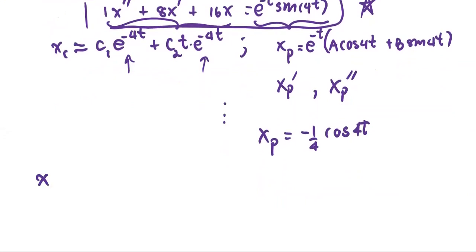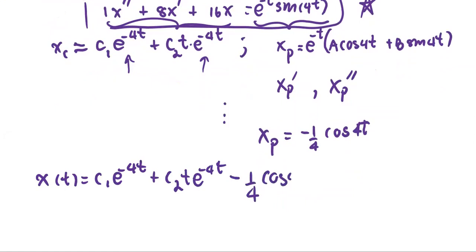The solution, x at t, equals c1 e to the negative 4t plus c2 t e to the negative 4t, and then minus 1 over 4 cosine 4t. This is the longest process for the damped external force motion. So with the whole thing here, find C1 and C2. C1 equals, cheat sheet again, 1 over 4 and C2 is 1.